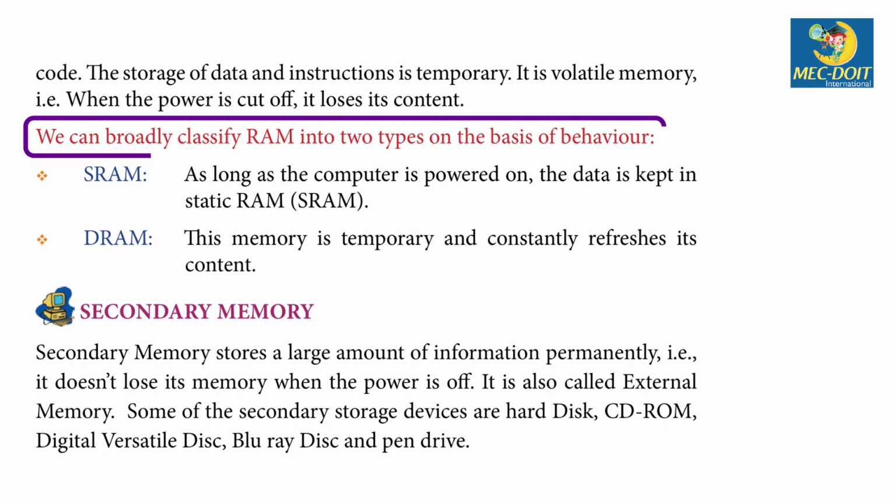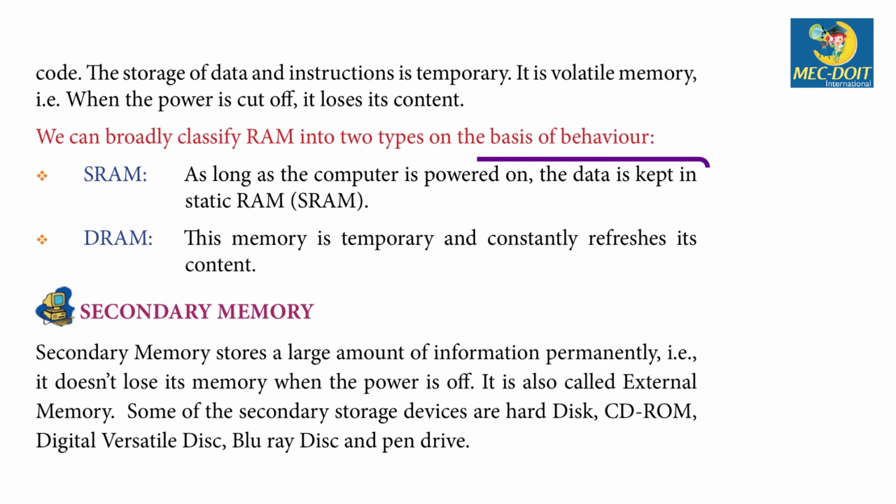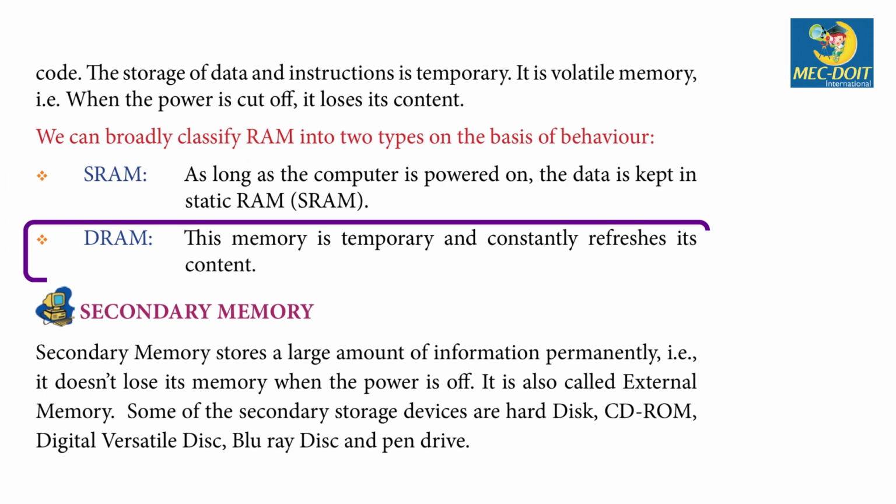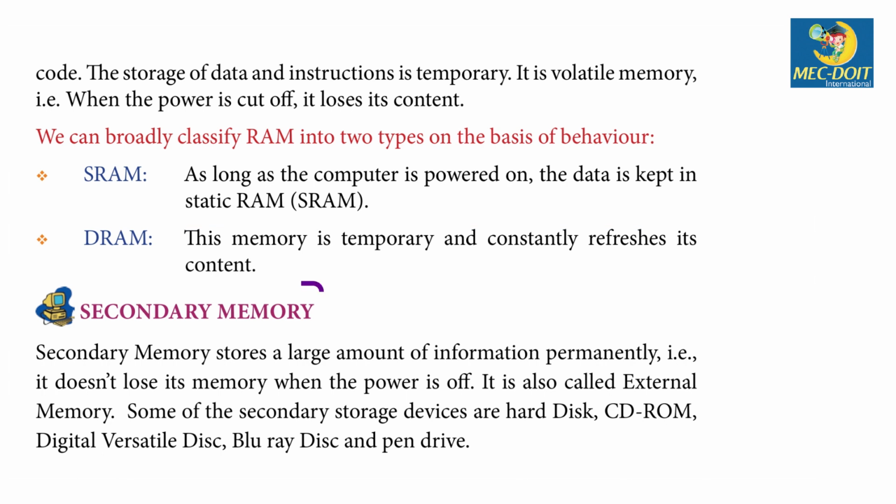We can broadly classify RAM into two types on the basis of behavior. SRAM: as long as the computer is powered on, the data is kept in static RAM. DRAM: this memory is temporary and constantly refreshes its content.